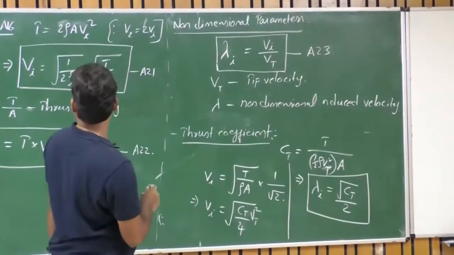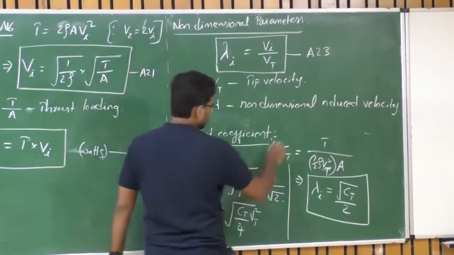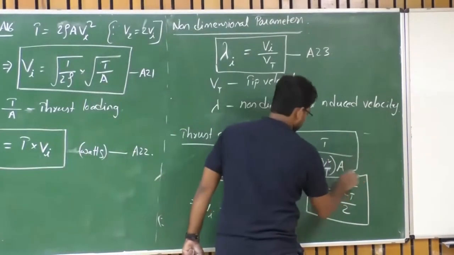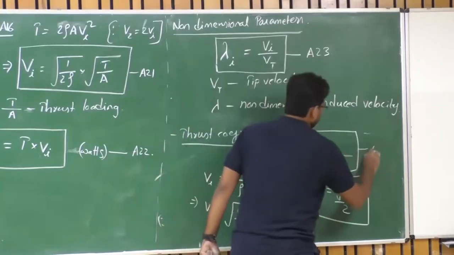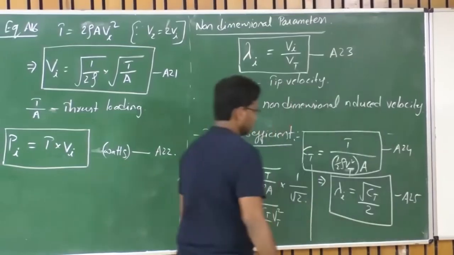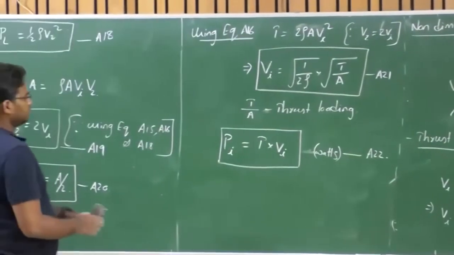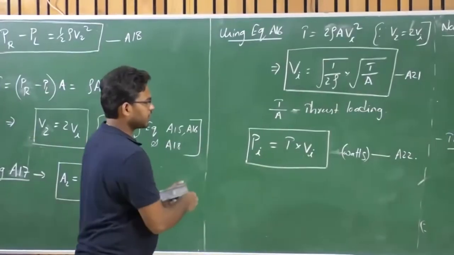Where is the other equation? So let this be 24, and this be 25, right? So can we also convert this? Similarly, you can do this.